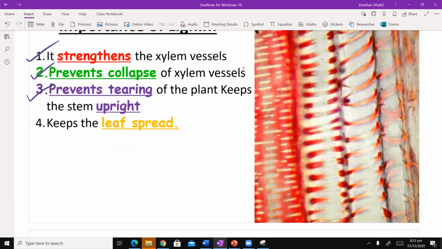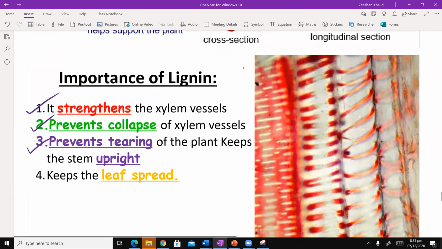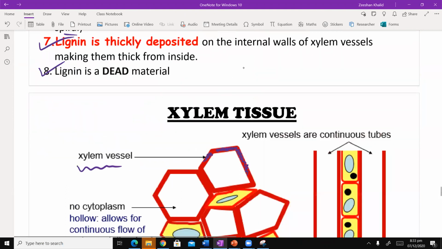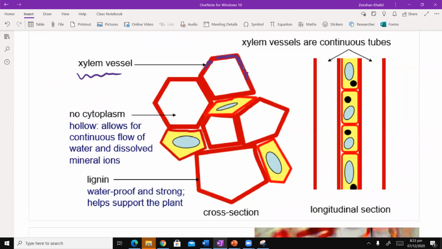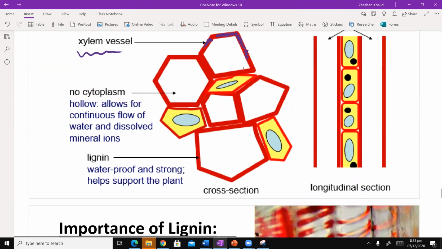And then finally, it keeps the leaf spread. The reason why you can see the leaf spread out is again because of xylem. How exactly is xylem distributed in the leaf? When we do plant nutrition, we're going to look at that in detail. So to summarize, what we've seen so far is basically we've talked about the red blood cell, how the structural features relate to the function. We've talked about the root hair cells, and then we've talked about xylem vessels.